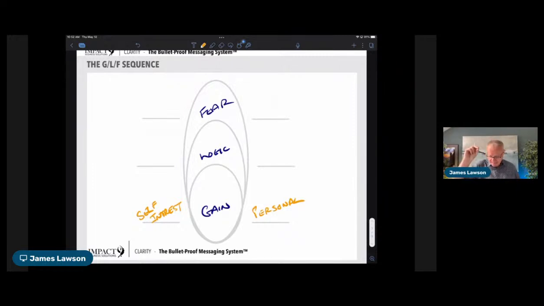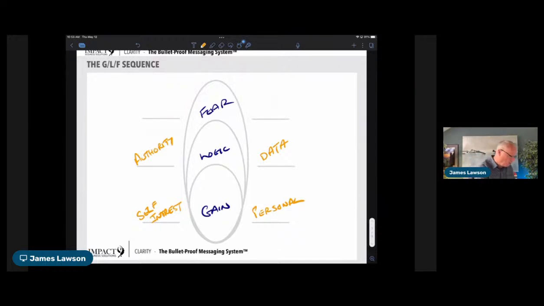On the logic side, we want to have some level of authority, right? Now, authority just might be, hey, someone famous does this. Someone famous uses this. And if we build authority into it, it gives it credibility. In the brain that deals with logic, which is your neocortex, it's looking for data points. What it's looking for is, is there enough data in this message for me to go, yeah, that kind of makes sense? And then the last one is fear.